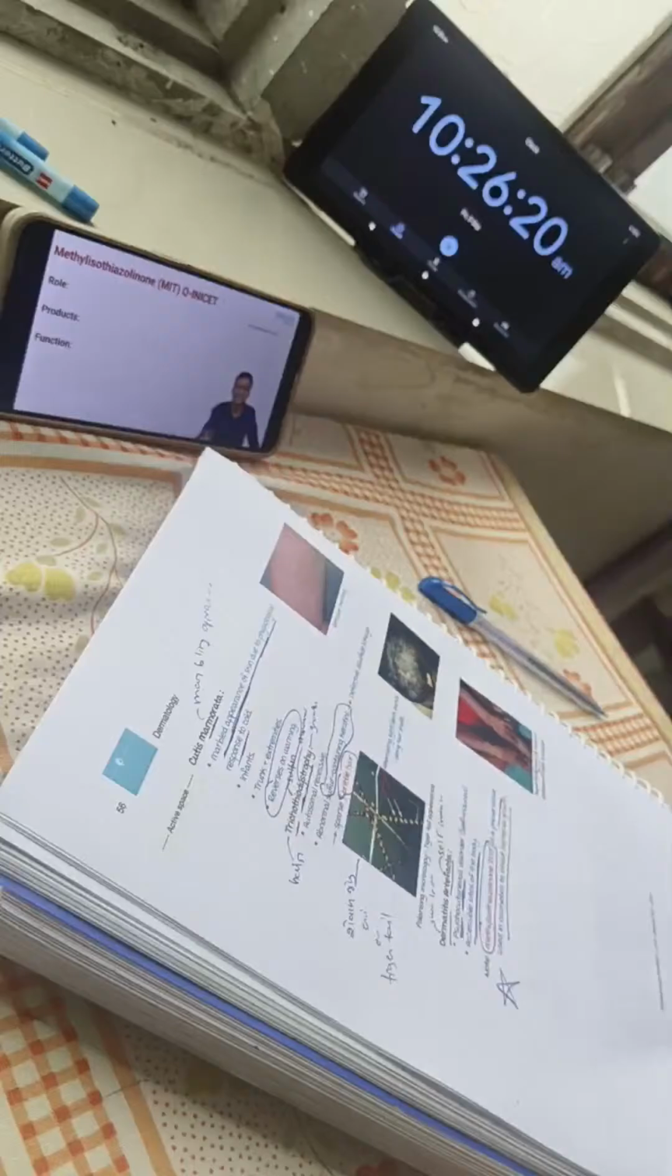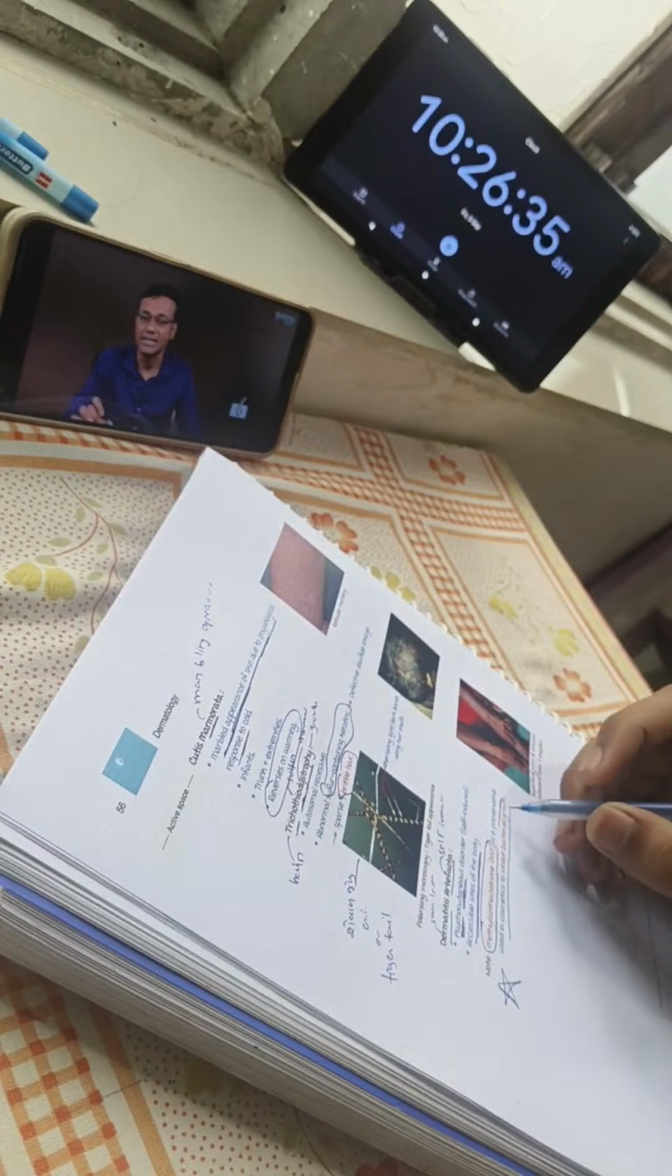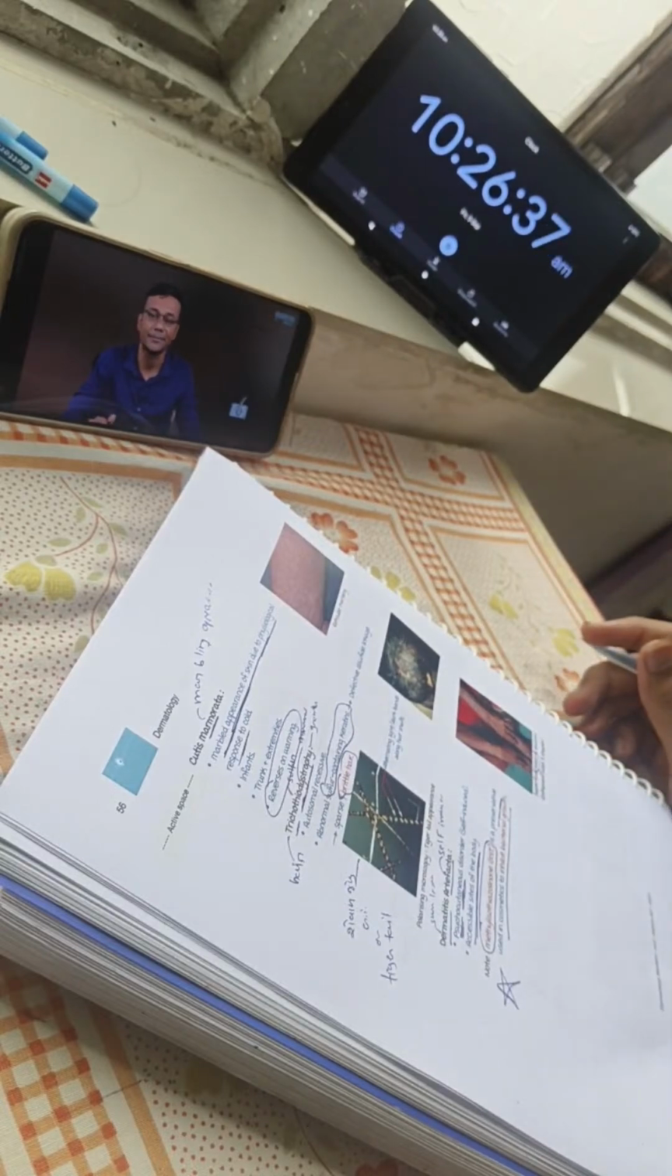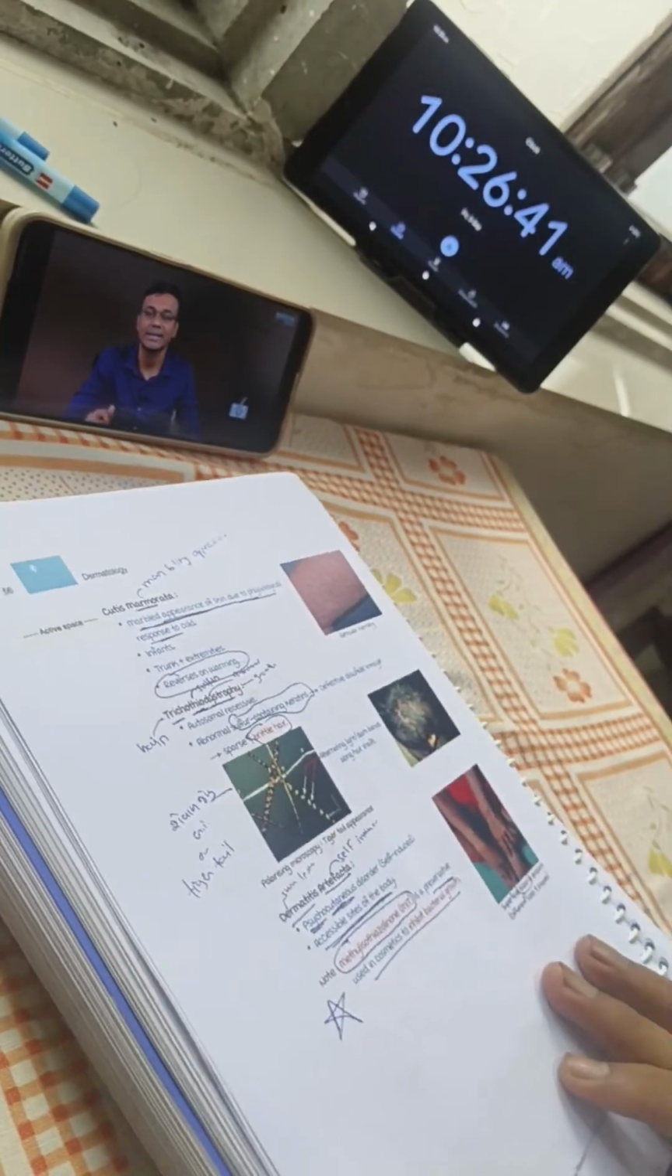Moving on to discuss this chemical compound known as MIT, which stands for methyl isothiazolinone. This is a preservative found in liquid cosmetic and personal care products. And what is the function of this MIT? It inhibits bacterial growth in cosmetic products. This has been asked once in a previous INICET exam. So with this, we conclude the final module of revision in dermatology. Thank you.